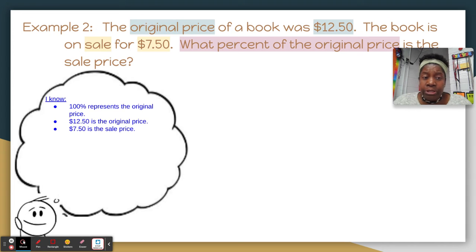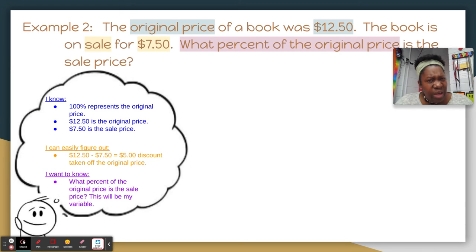I know that 100% is going to represent that original price. And according to my problem, $12.50 is my original price. Also, according to my problem, the sale price, which is the price I paid for the reduced book, is $7.50. Okay, so what can I figure out? If I take the $12.50 that was the original price and I subtract out $7.50, the price that I actually had to pay for it, that means a $5 discount was taken off the original price, correct?